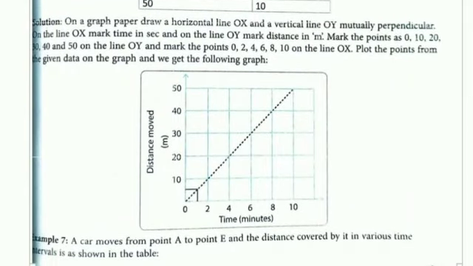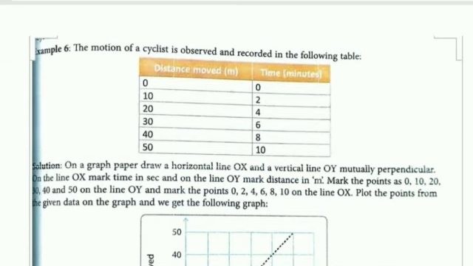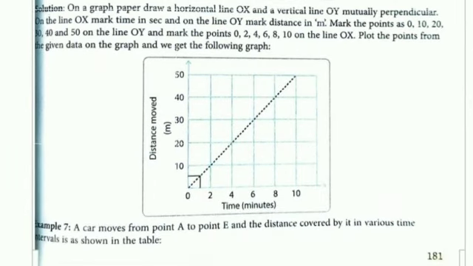On the graph paper, draw a horizontal line OX. OX is the time line, and a vertical line OY, that is the distance traveled line, mutually perpendicular. Okay, it makes a 90-degree angle. On the line OX, mark time in seconds and on OY in meters, because it is given in our question. Distance in meters, time in minutes. So write down meter and minute.